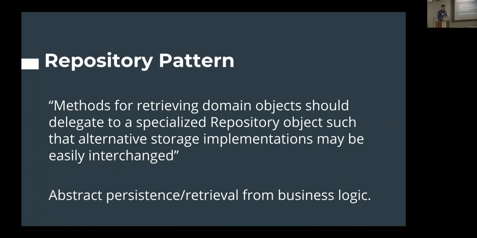But how do you write your code so that you can evolve it over time? This is a really great way to think about how to design your code and structure it. So the TLDR of this is that you want to abstract the persistence and retrieval from your business logic.